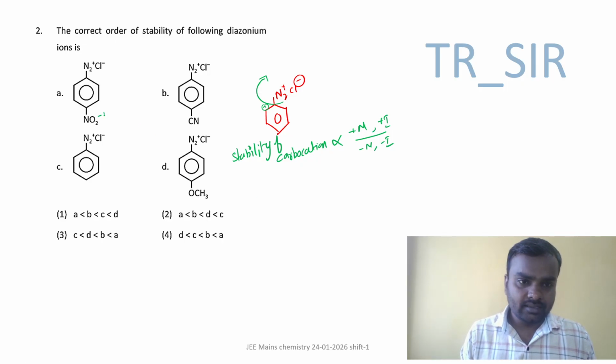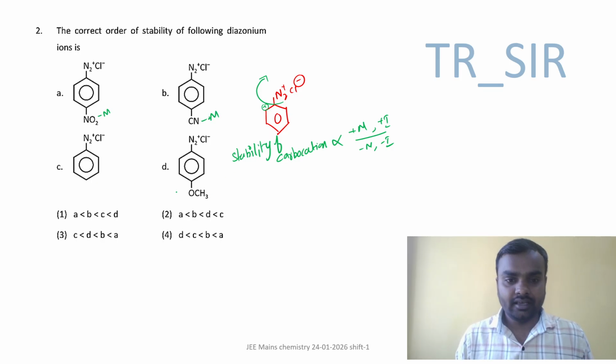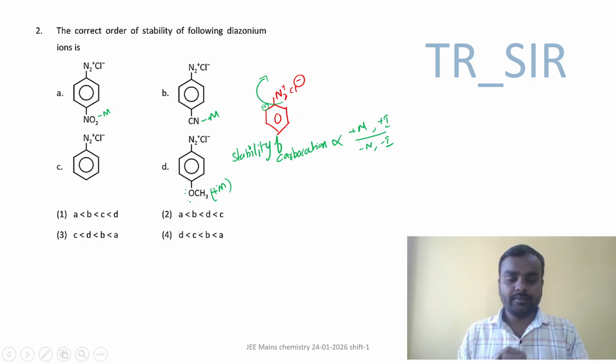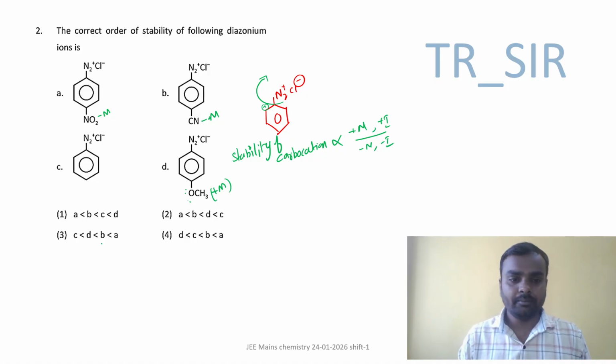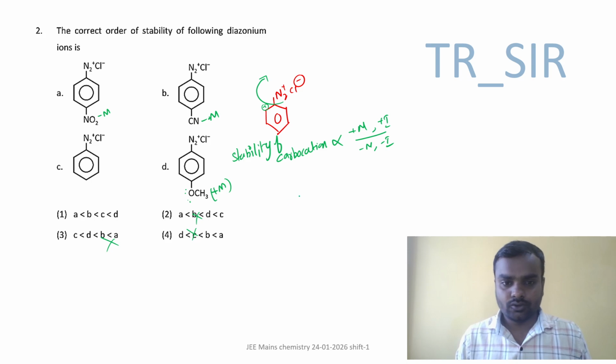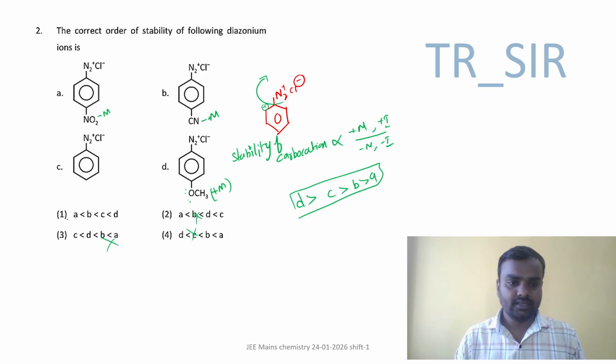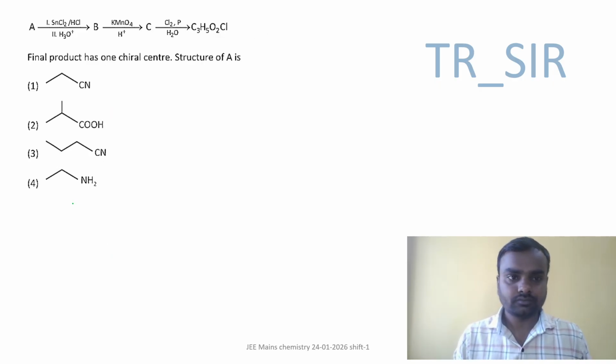This is a strong minus M effect. Here no effect is there. Here, because of the lone pair, it becomes a plus M effect, a stronger plus M effect, so it has more stability. B must be maximum, so this will not come. A must be minimum, then after B. So stability: D is more than C, then B, then A. That is the order of stability of these diazonium ions, so option 1 is the correct option.